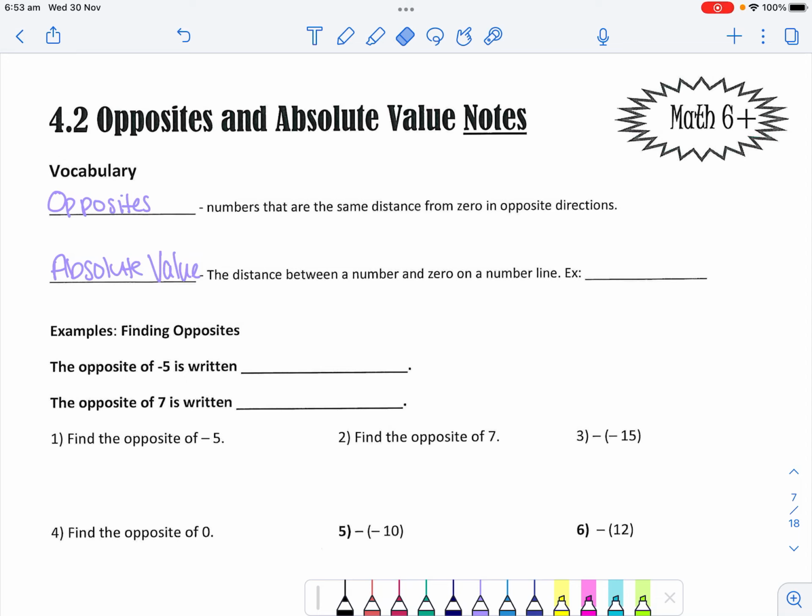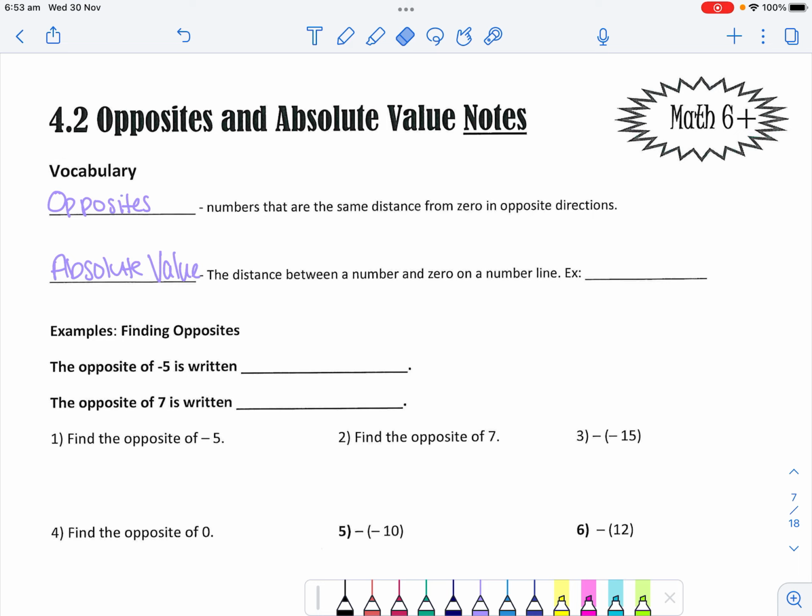Hey everyone, today we are going to be talking about opposites and absolute value. So that's some new vocabulary for us. Opposites, like what are opposites? We talked a little bit about that in terms of up, down, left, right, and so on. And then we're going to talk about absolute value, which is going to be pretty new to most of us.